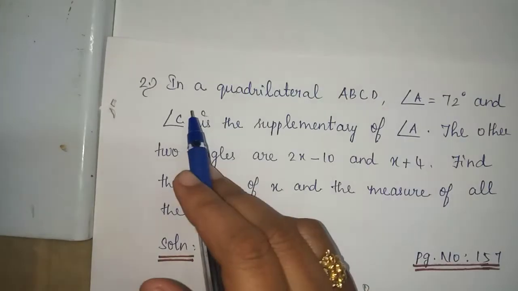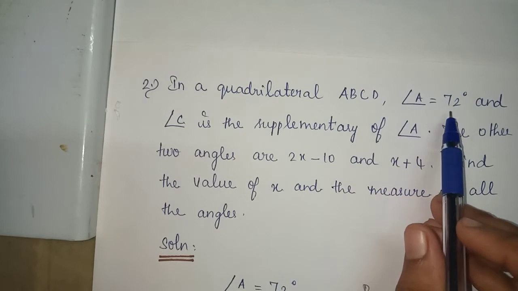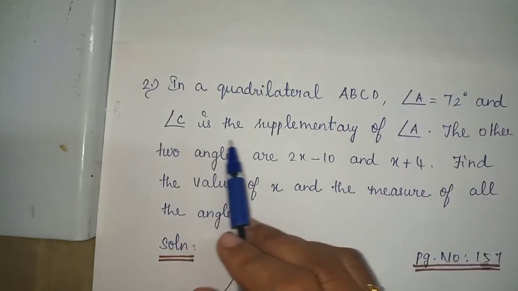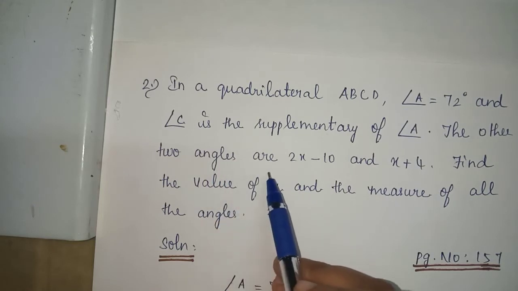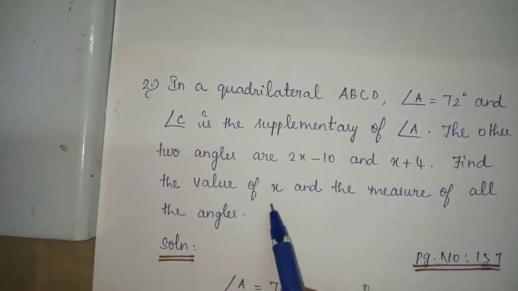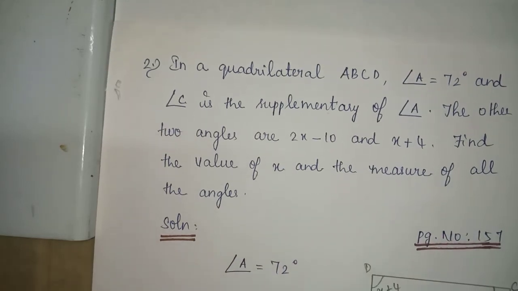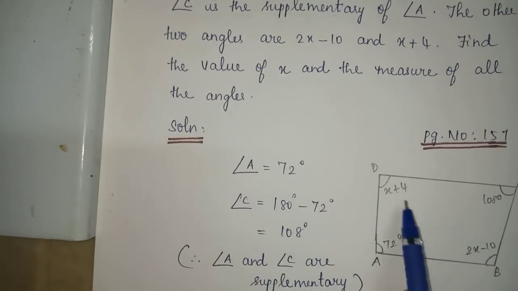Next, problem number 2. In a quadrilateral ABCD, angle A is equal to 72 degree and angle C is the supplementary of angle A. The other two angles are 2x minus 10 and x plus 4. Find the value of x and the measure of all the angles. The problem belongs to page number 157. So this is the respective figure with given measurement.